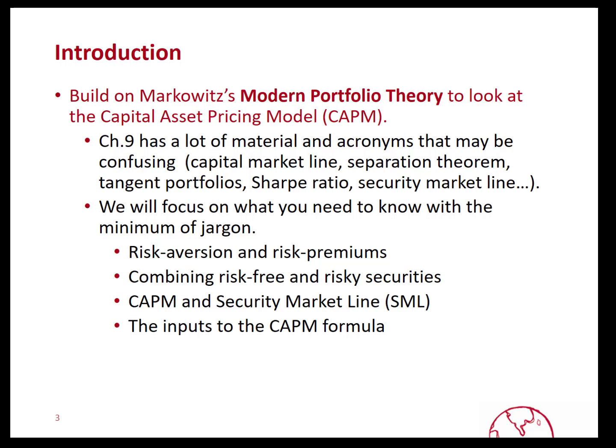We're not going to be dealing with them all in this video. Instead, we're going to focus on just a few key ideas which you need and try and minimize the jargon. So we're going to talk about risk aversion and risk premiums, how to combine risk-free and risky securities. We're going to talk about that thing called the capital asset pricing model and the security market line. So two acronyms. And we're going to look at how to use the capital asset pricing model to calculate the required return on a stock.